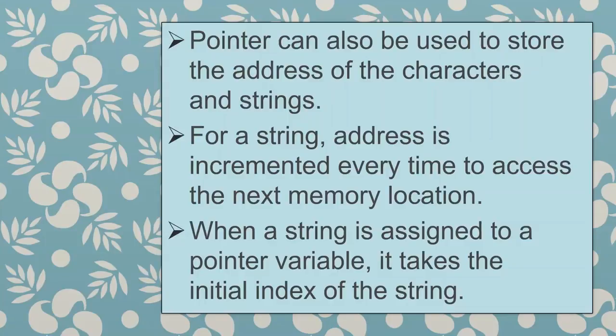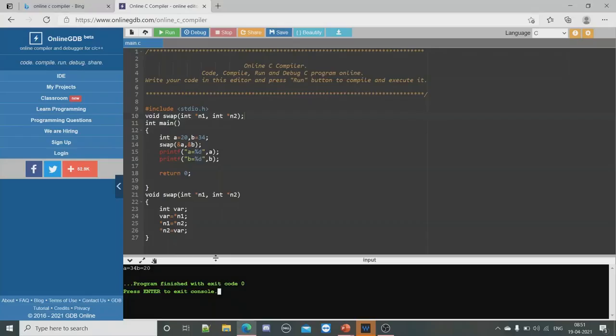When a string is assigned to a pointer variable, it takes the initial index of the string. Yeah, first thing I said, right? If you take a string apple, first it will take the address of the first letter A. Now let us see an example how it works.